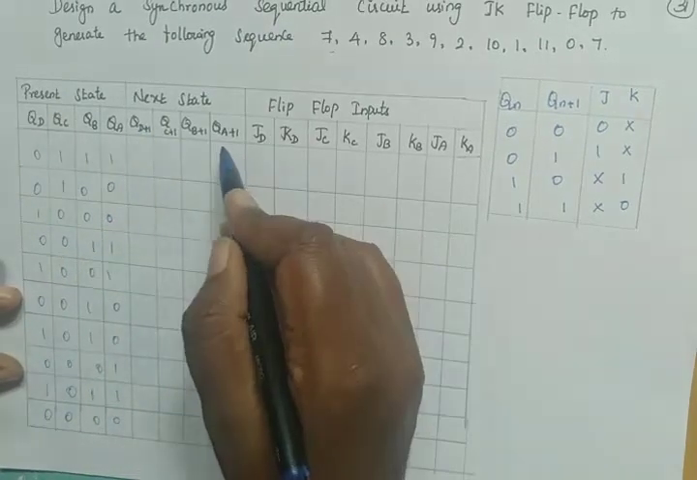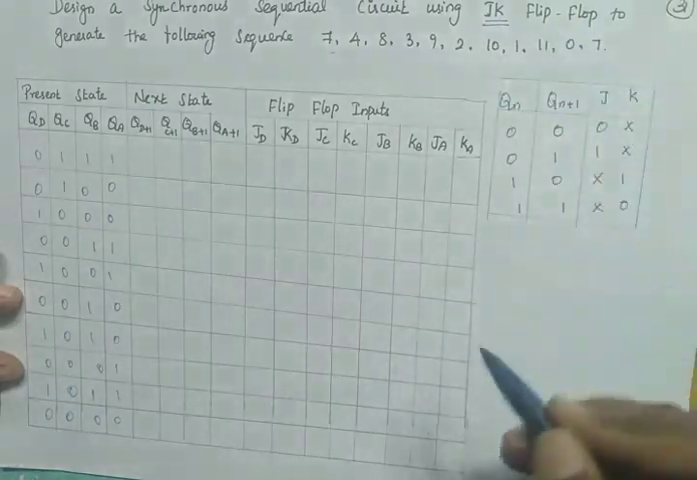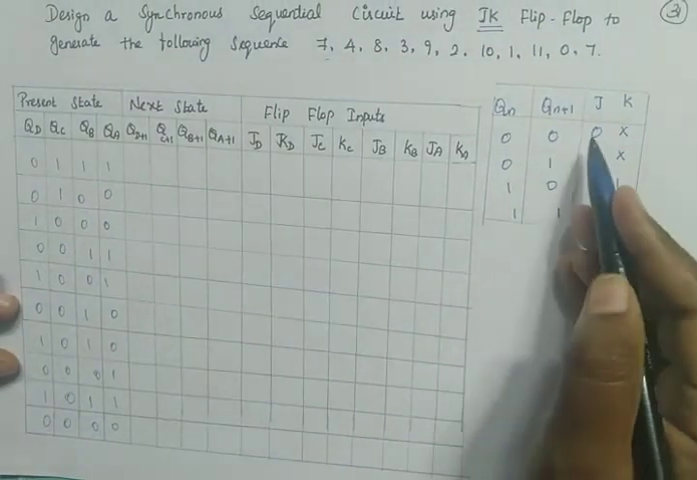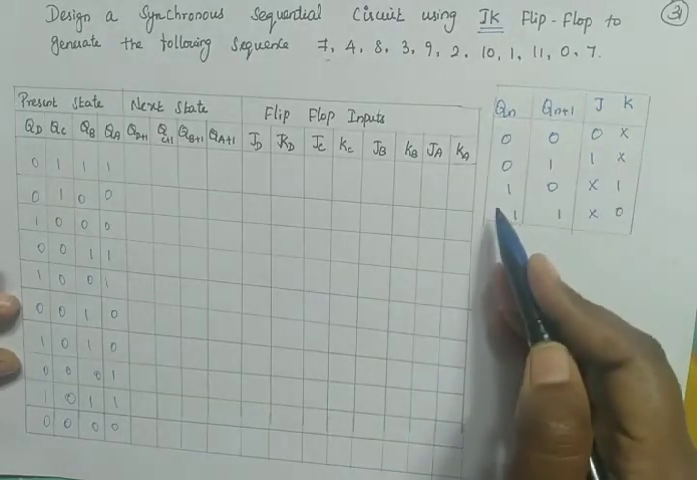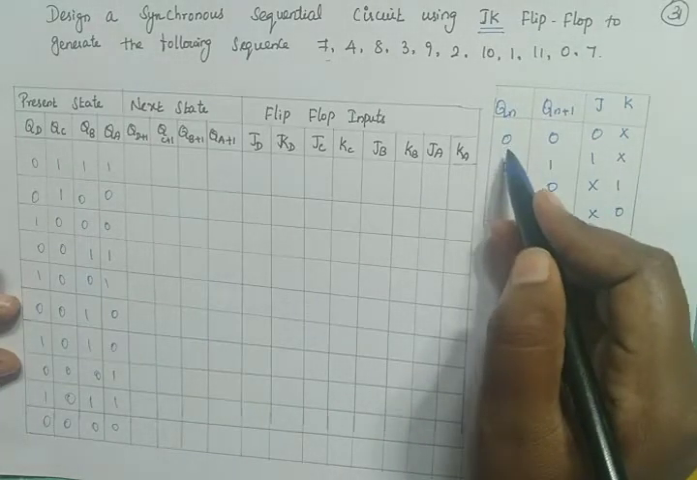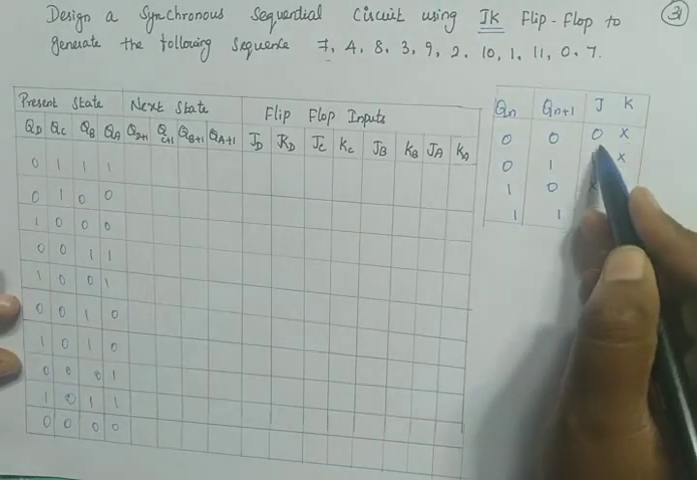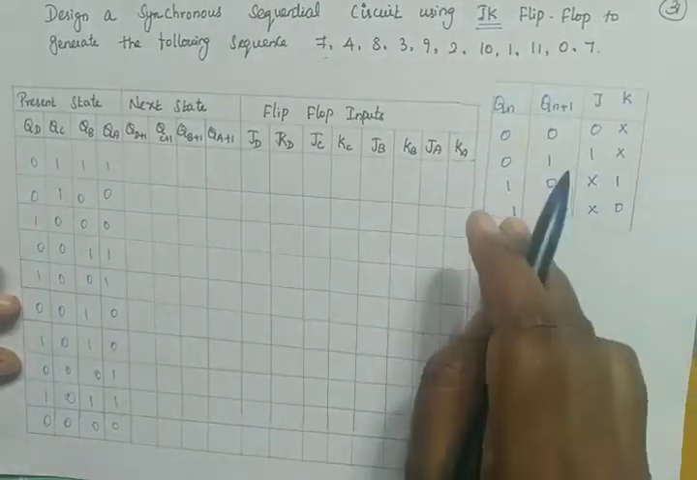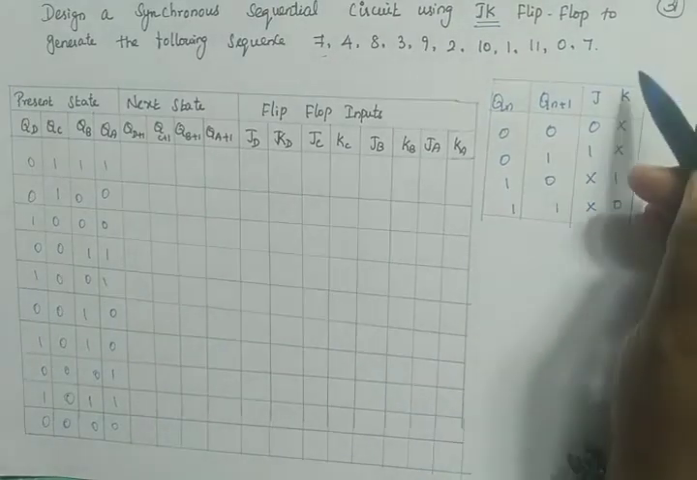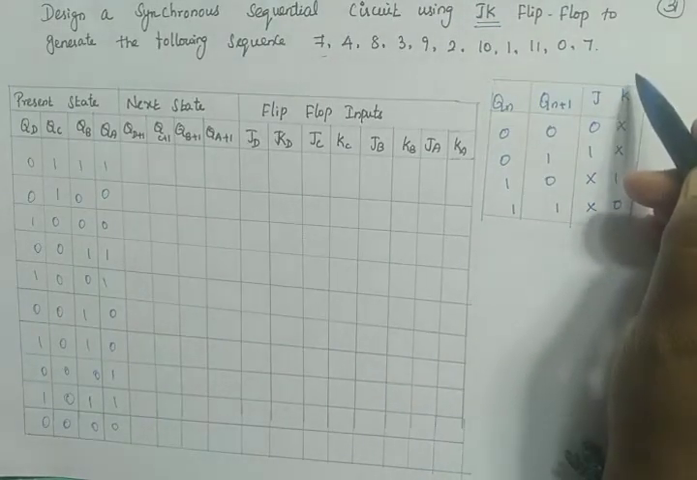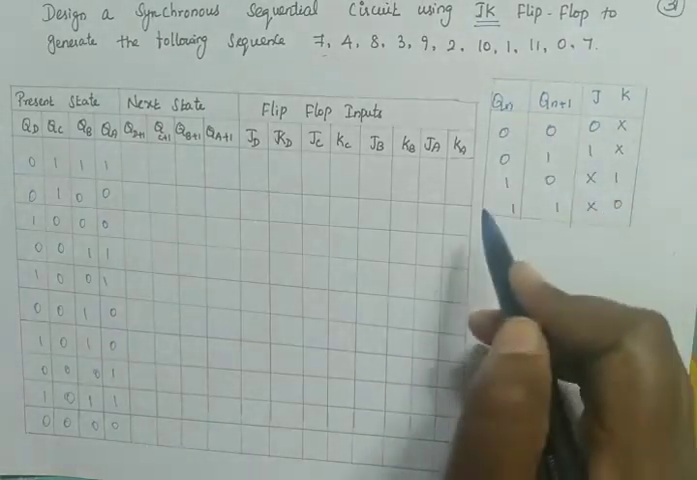Now what will be the flip-flop input? Since they have mentioned to use JK flip-flop, we have to write the excitation table for the JK flip-flop. This is the excitation table. If our present state is 0 and our next state is 0, then JK will be 0, X. This is what you have to remember while solving sequential circuits: the excitation tables of the flip-flops, SR, JK, T, D. So write the excitation table.